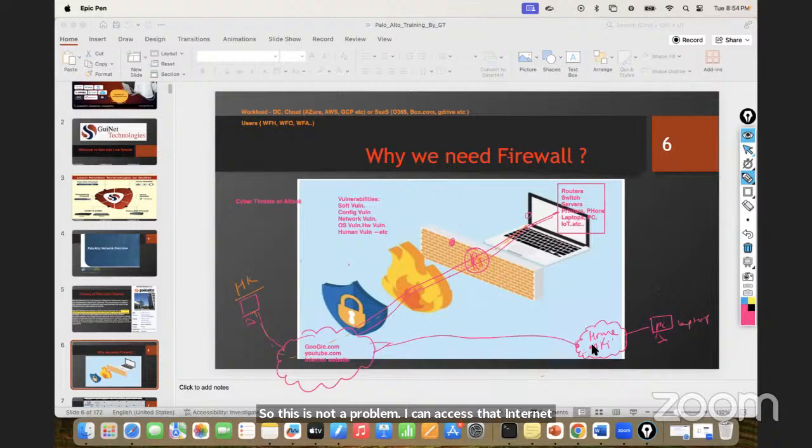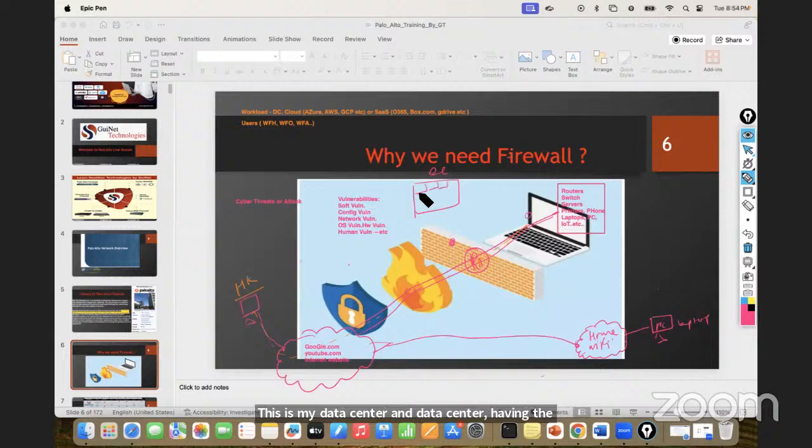But we have certain limitations. Not only do I have to go to the internet, I also have to access my internal applications. Means, let's suppose I have the data center. The data center is hosted here. This is my data center. And the data center has multiple servers.